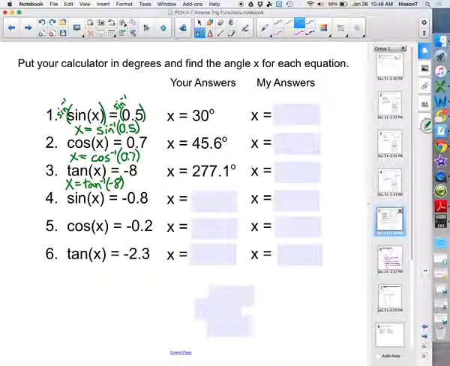And then you have the sine of x is -0.8. So x is going to be the inverse sine of -0.8. What do you get there? 306.9. Okay.